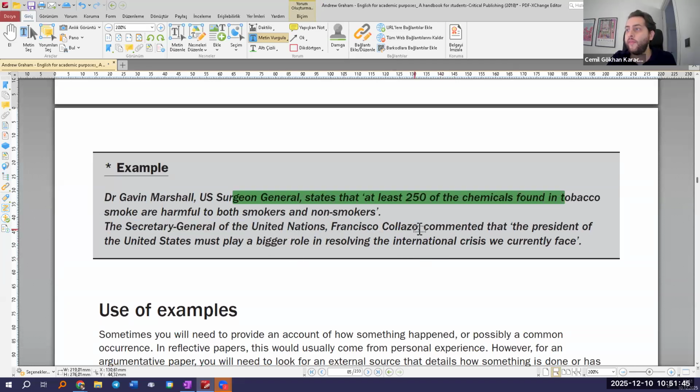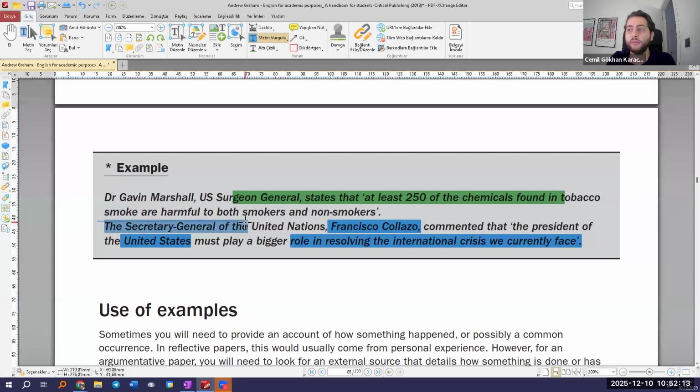So, if Francisco Collazo is the Secretary General of the United Nations, and maybe he's from Italy, and he calls the United States president to play a big role, maybe they don't want to pay more and they want United States help. So we should be careful about who's saying those, right?